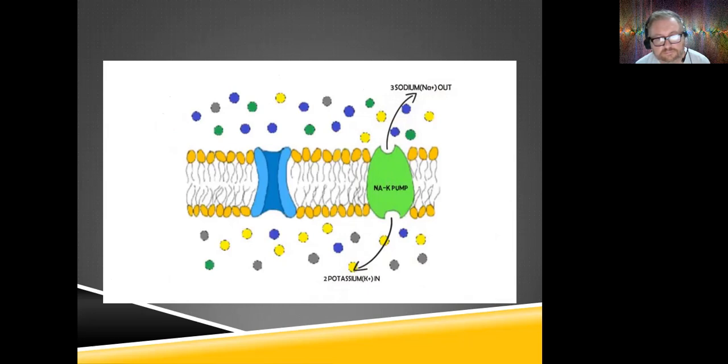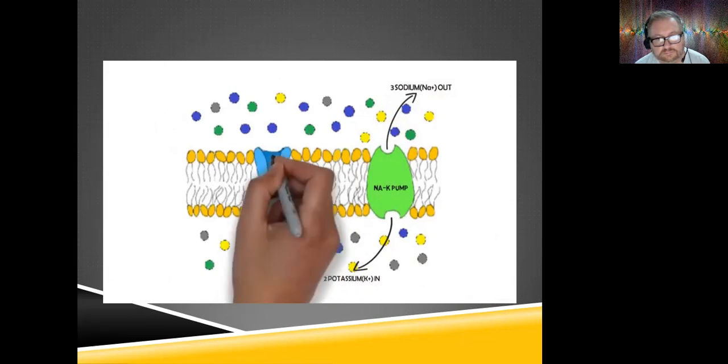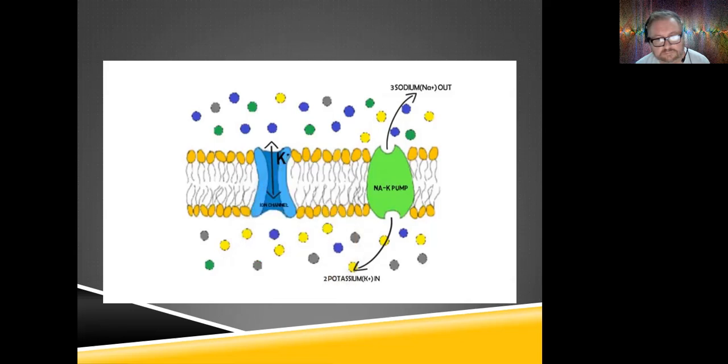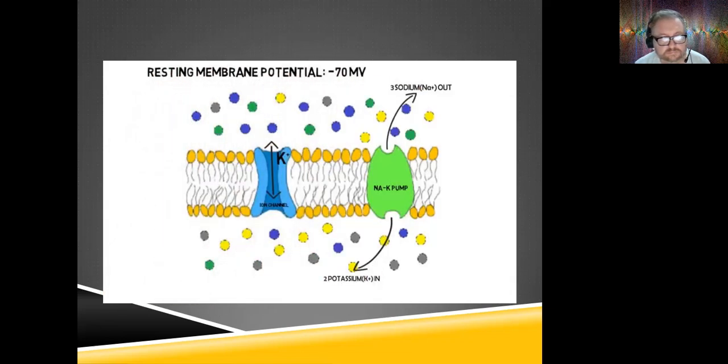Unlike other ions, potassium tends to move fairly easily across the cell membrane through ion channels, which are membrane-spanning proteins that allow ions to pass through. Potassium will pass out of the neuron until it reaches the point where it is at an equilibrium, when forces like diffusion aren't pushing it in one direction or the other. At this point, the membrane potential of the neuron is around negative 70 millivolts, which is known as the resting membrane potential.